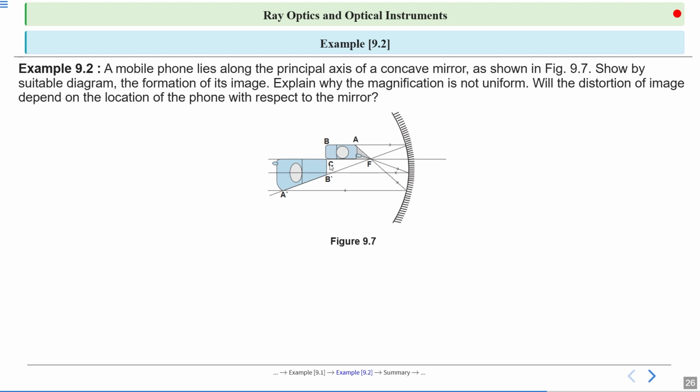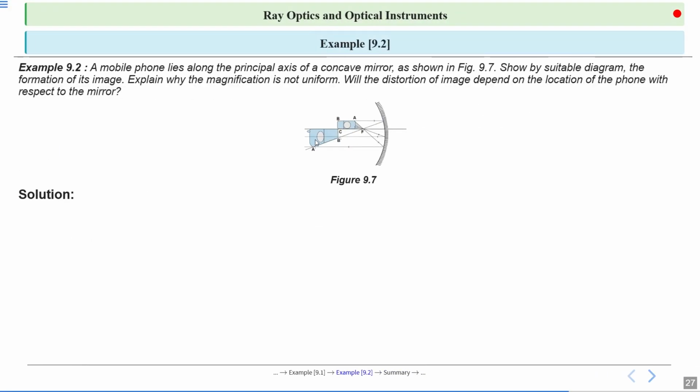This part is similar to the object, but this part is not similar to the object. So why is the magnification not uniform? You have to answer that. So let's see why. We will do a ray diagram analysis.